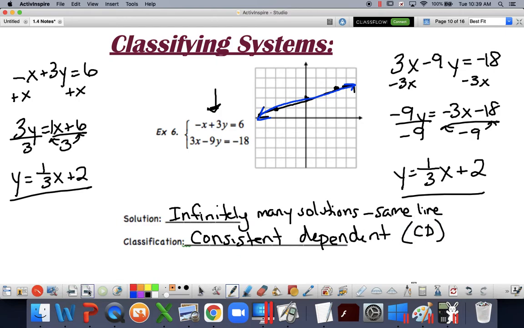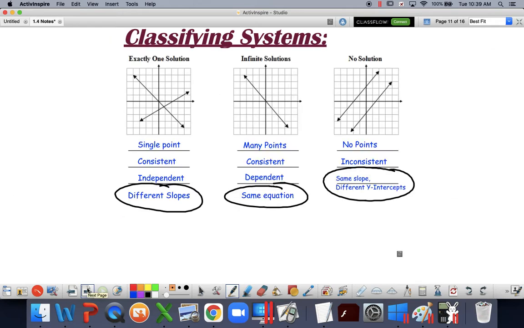So let's go ahead and summarize some of the information that we've learned so far. With exactly one solution, they meet at a single point. We classify that as consistent independent, and the big shortcut is that they have different slopes. For an infinite system, there are many points, right? There's an infinite number of points where they meet. We classify that as consistent dependent, and it's the exact same equation.